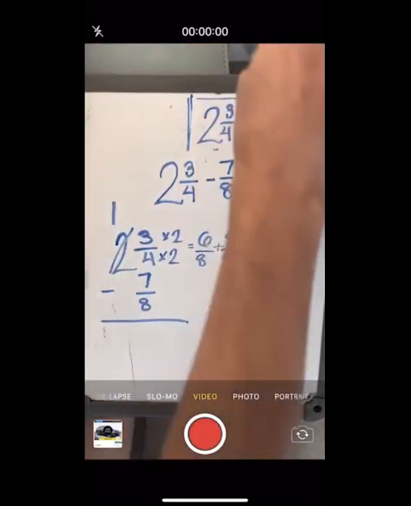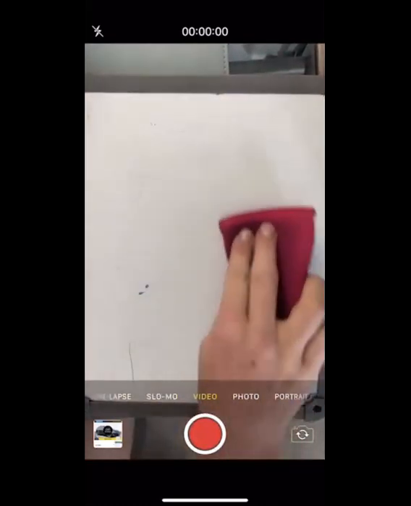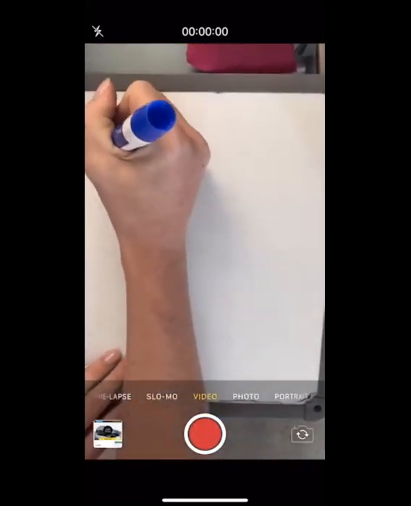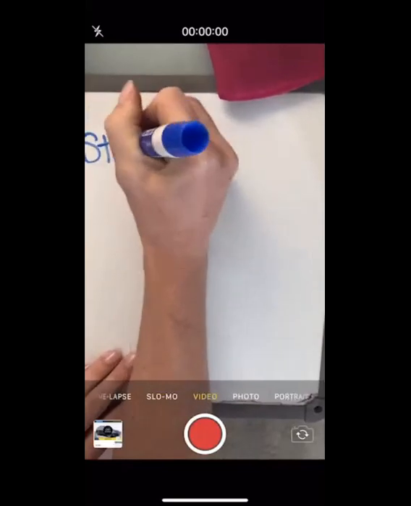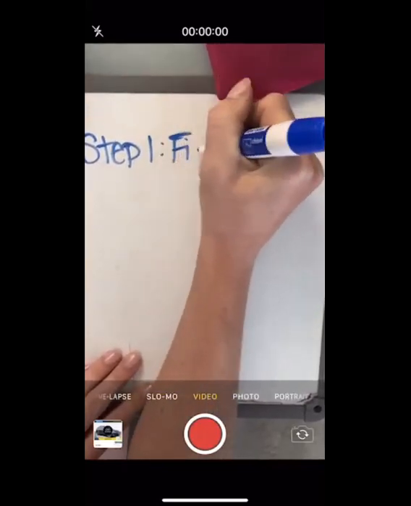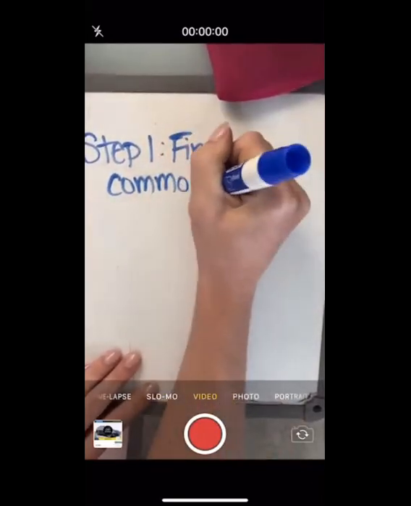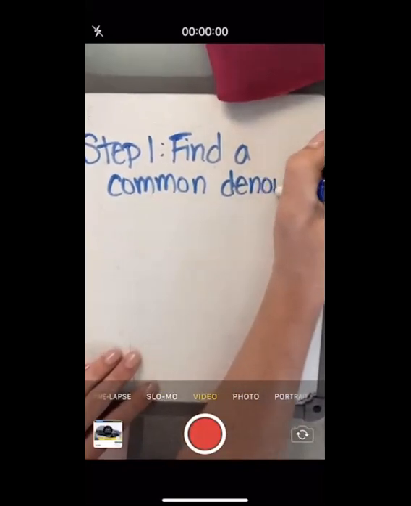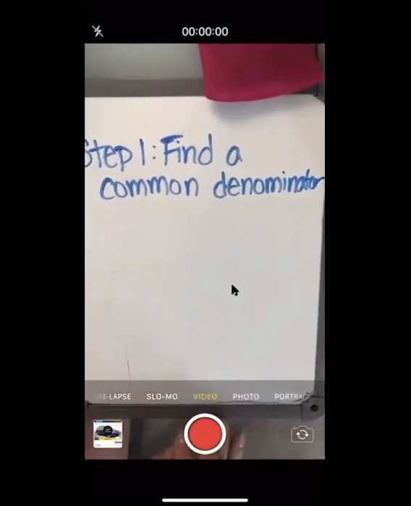All right. We do have our quiz today. It will be addition and subtraction of mixed numbers. I want to give you, write this in your notebook. Step 1. Find a common denominator. Ooh, I'm running out of room. Find a common denominator. That is the first thing you have to do.